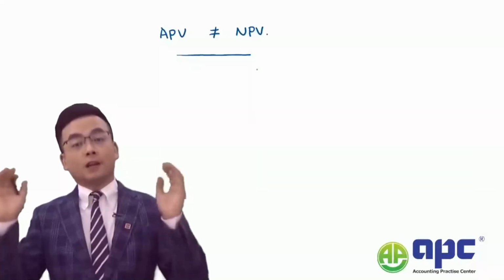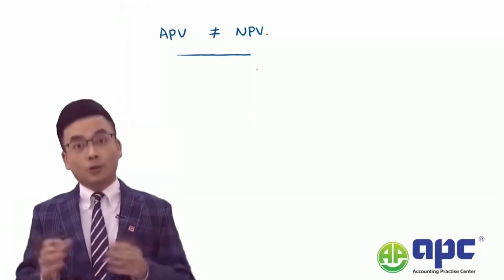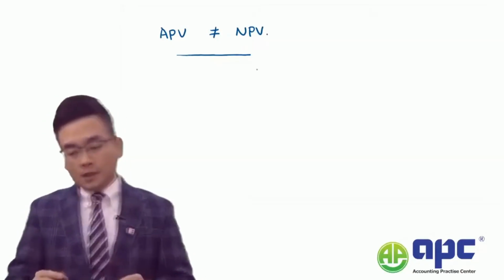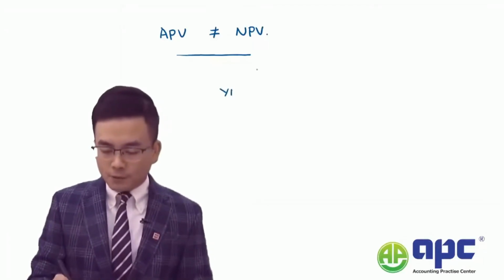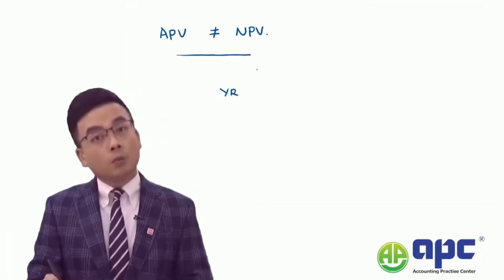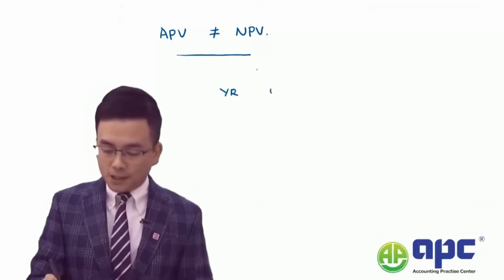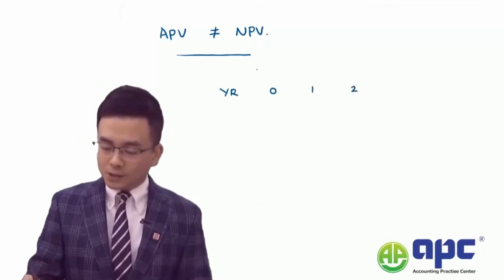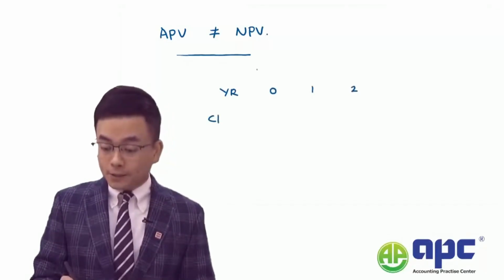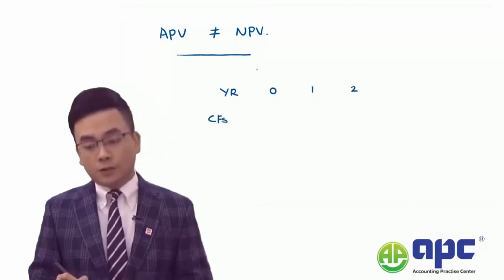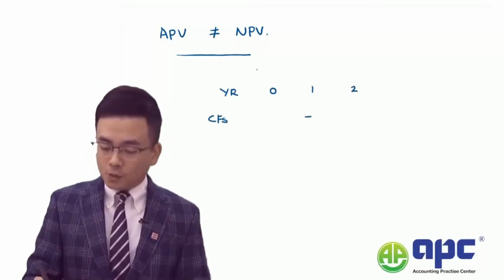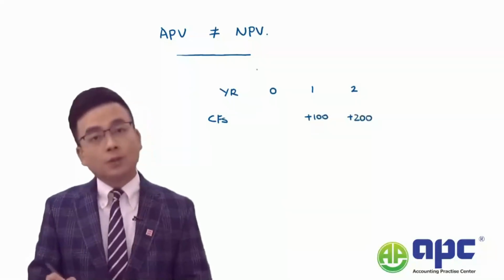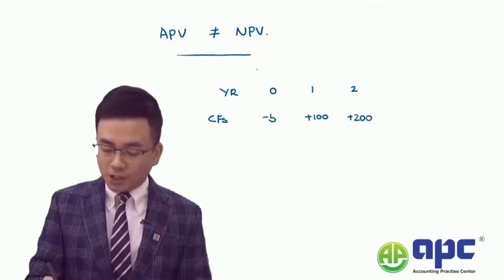Before we move any further, let's recap what I mean by net present value and adjusted present value. Now, net present value: if we do the calculation, we need three elements. The number of years, for example, year 0, 1 and 2. And then we estimate the future cash flows. So for example, I will get 100 in year 1, and I will get 200 at the end of year 2, but I will need to spend 50 now.